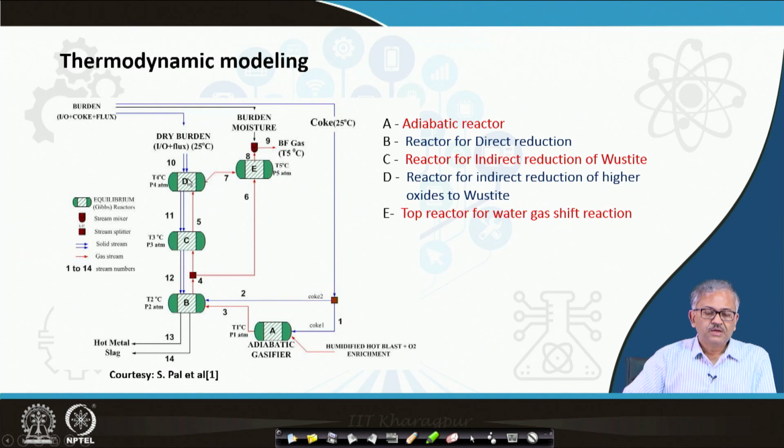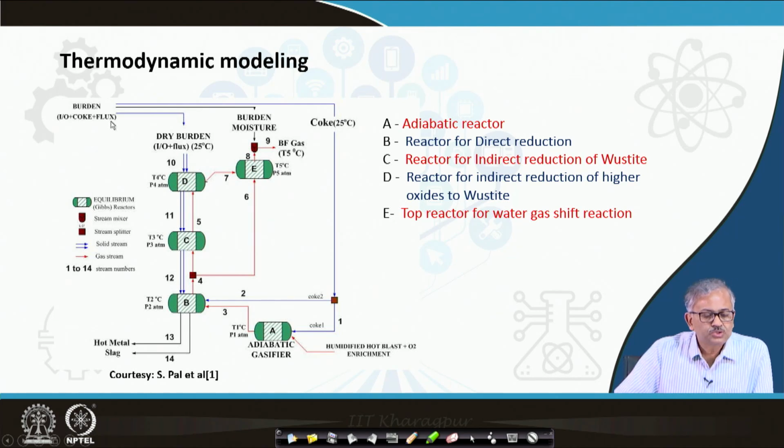So, you can find the reactor D will get an input of dry burden. It is the dry moisture. I have taken it out separately here. You can find this is the moisture here. So, it is the dry burden at 25 will enter. Then in this reactor no moisture will be there. So, every dry burden will react with the CO2 and it will be reduced from hematite to magnetite to wustite, and wustite will come and it will be an input for the reactor C.